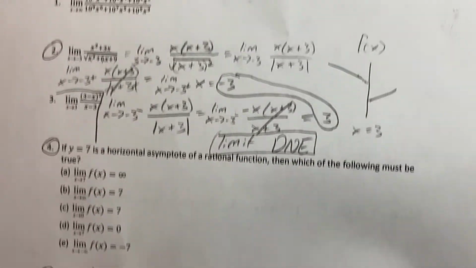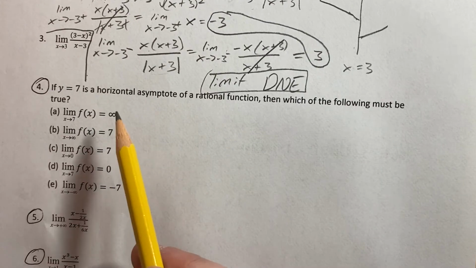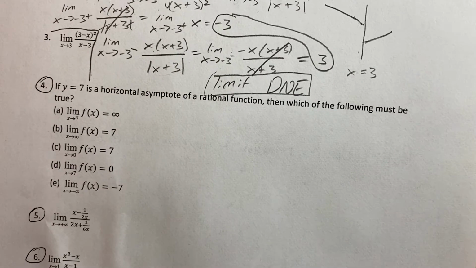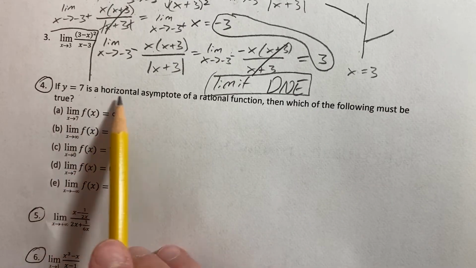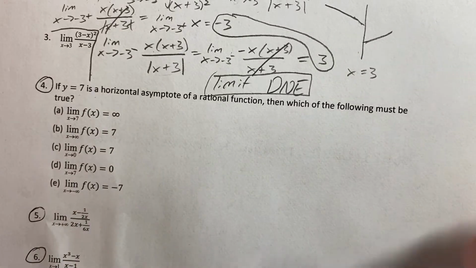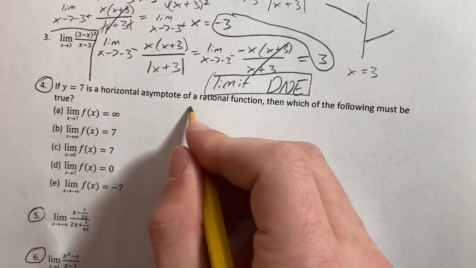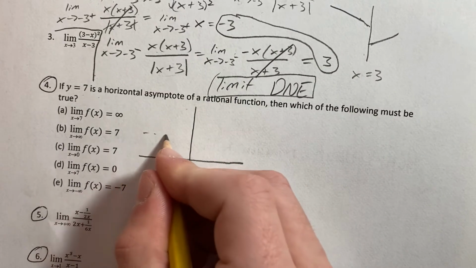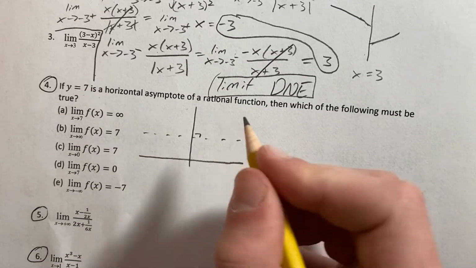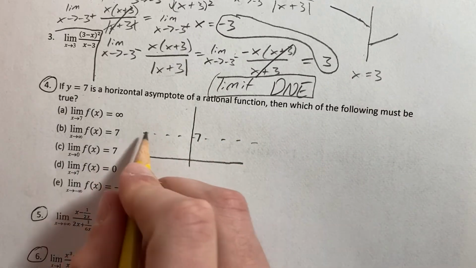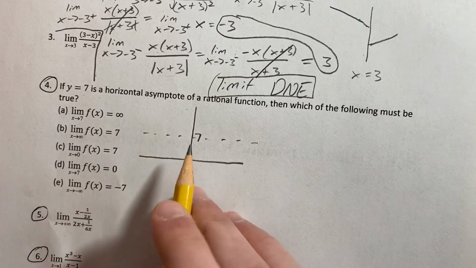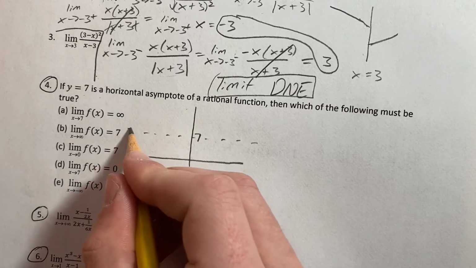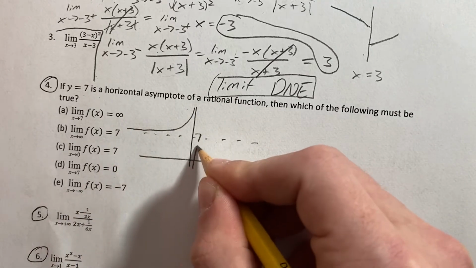All right, moving on to number 4. If y equals 7 is a horizontal asymptote of a rational function, then which of the following must be true? Immediately, you want to think about what a horizontal asymptote necessarily means, and we go back to graphing it. If you imagine this is the graph, and this line is y equals 7, then at some point the graph is going to get infinitely close to y equals 7. So it'll look something like this or like this.